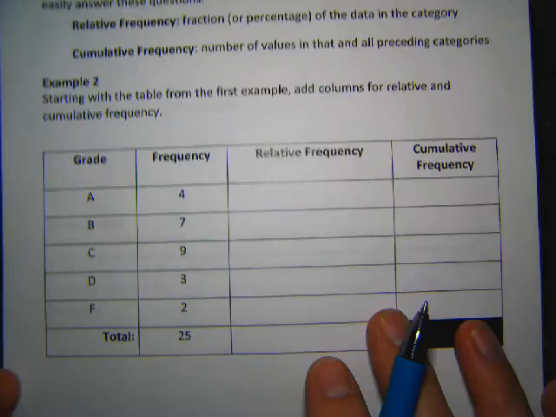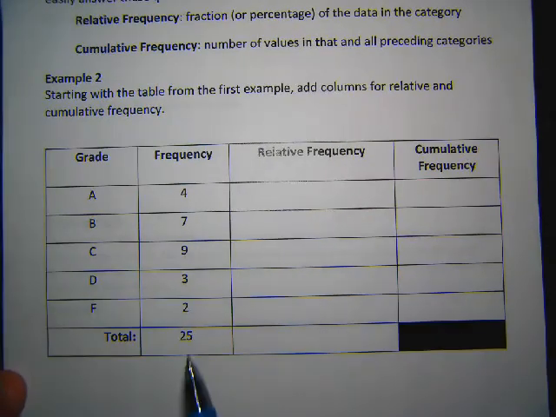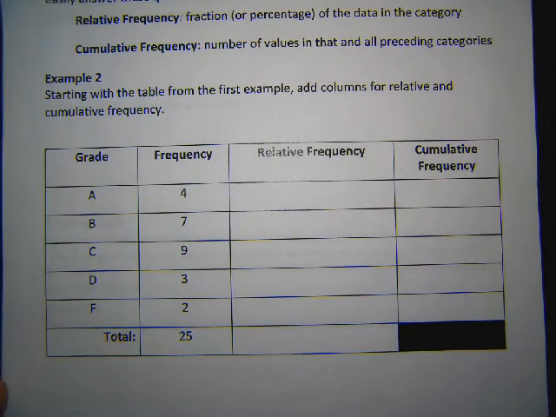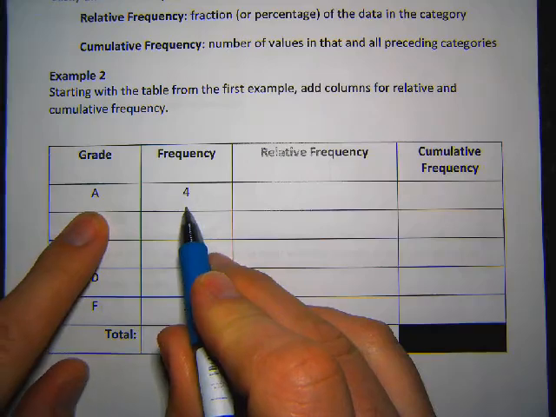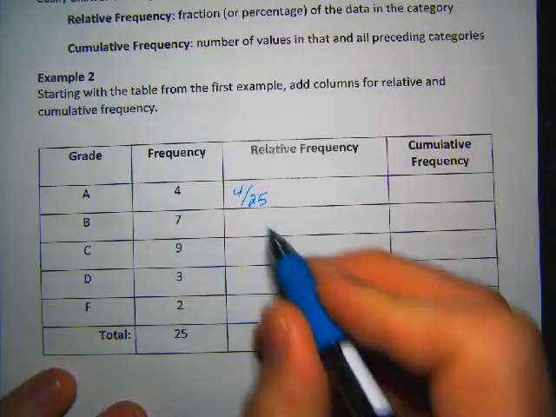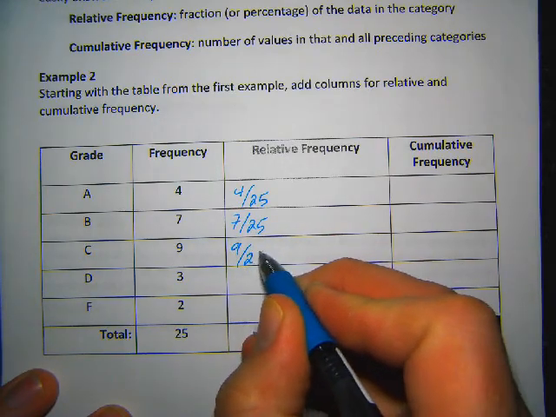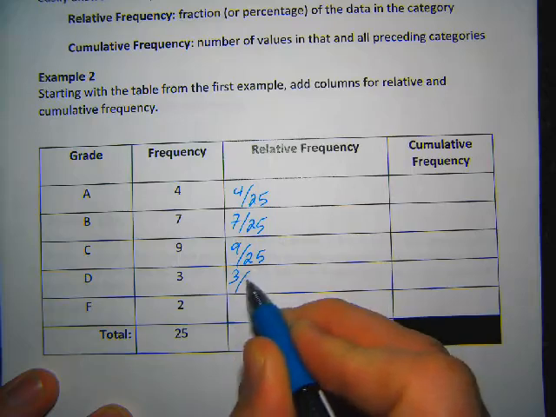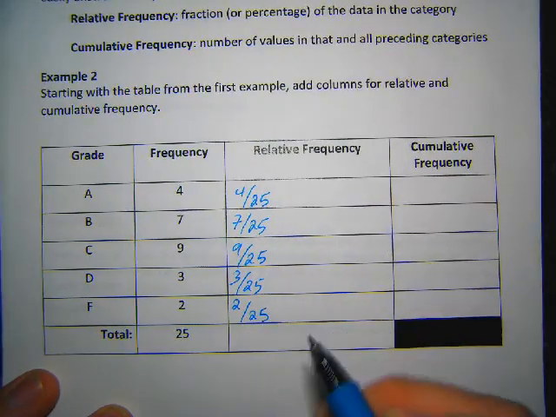So first off, you need to add up. This is that same data I just put in a chart for us already. There were 25 students total. So to make my relative frequency, I'm just going to take the frequency of that category, so 4 people got A's, and divide that by the total. So I have 4 out of 25, 7 out of 25 for B's, 9 out of 25 for C's, 3 out of 25 for D's, and 2 out of 25 for F's.